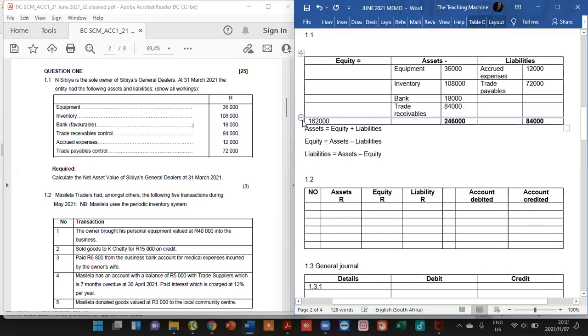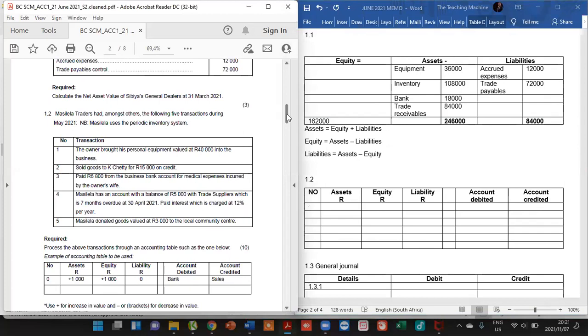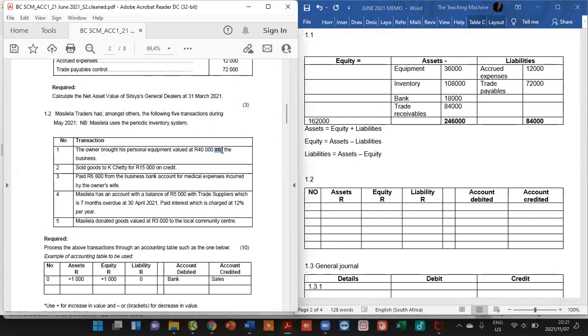Now, 1.2 is almost the same, but with this one, you need to analyze the transactions. Number one says that the owner bought his personal equipment valued at 40,000 into the business. You see, I like this, with "into the business." The owner is buying for the business. The owner is adding into the business. Already we know that there's something that belongs to the business. We have an asset in that transaction.